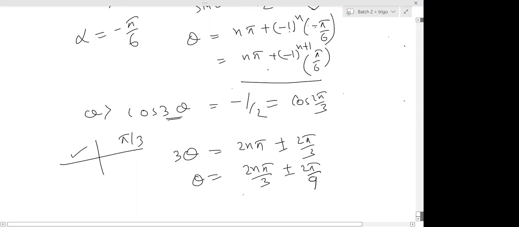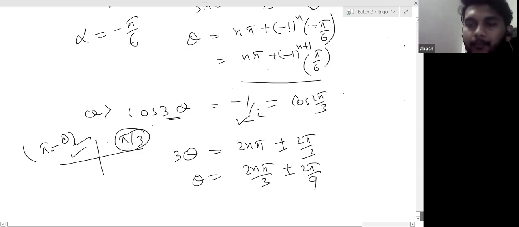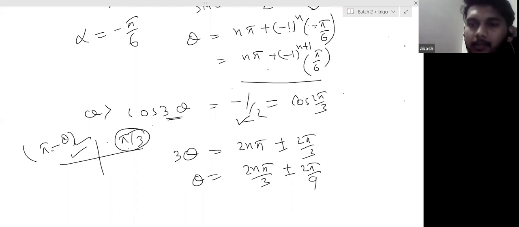Sir, how did you get 2 pi by 3? All right. See, remember the principal solution method. When is cos half? At pi by 3. It will be negative in the second quadrant. In the second quadrant, we use pi minus theta. So pi minus pi by 3 is 2 pi by 3. All right. Yes, sir. So this is clear, I hope, everyone.